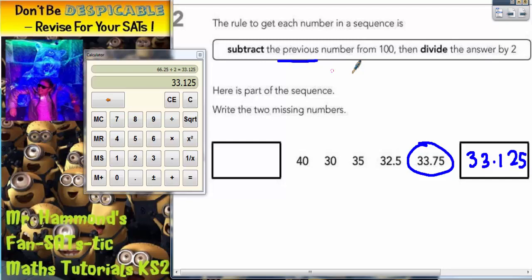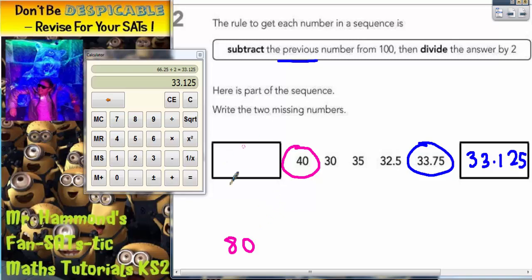Subtract the previous number from 100, then divide the answer by 2. Well, if we're dividing the answer by 2 to get 40, what number divides by 2 to get 40? Well, 80. 80 divided by 2 gets 40. Now the question is, what would we have to subtract from 100 to get us to 80 in the first place? Well, subtracting from 100 to get to 80, you'd have to subtract 20.